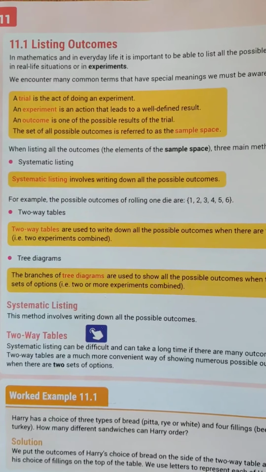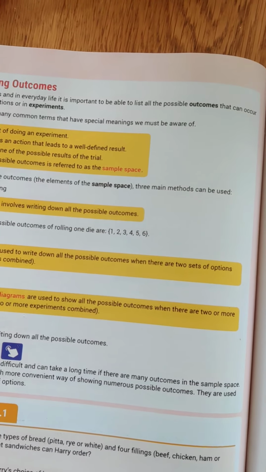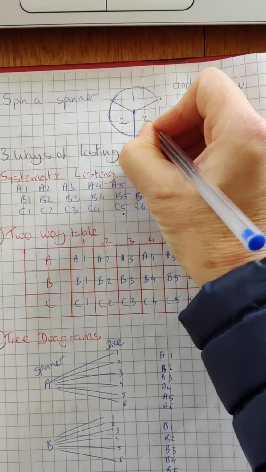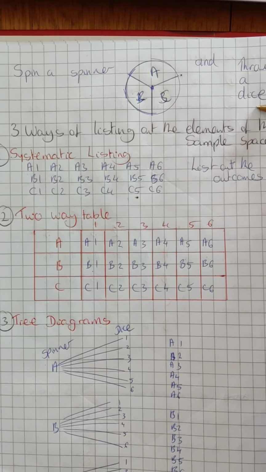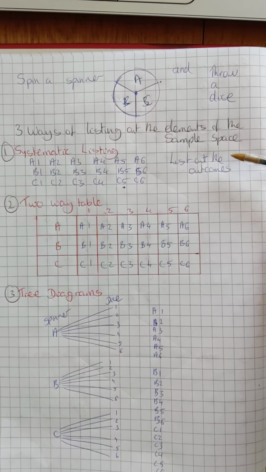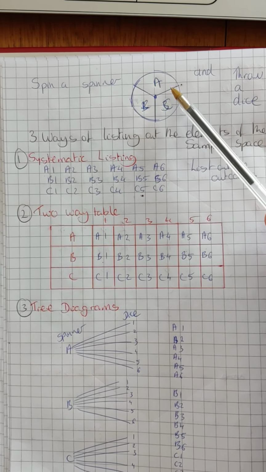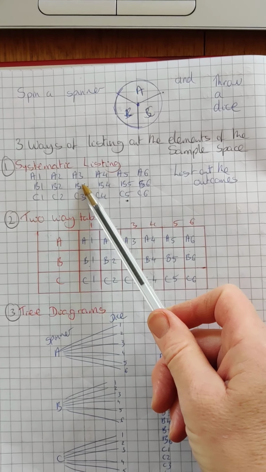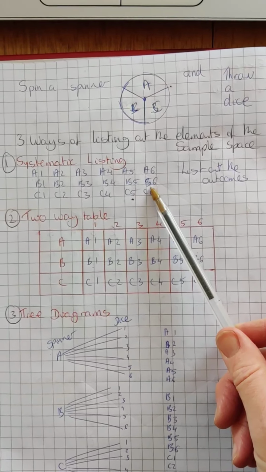There are a number of ways of listing out your outcomes. I have done out some here. So, for example, if you spin a spinner which has an A, a B and a C on it, and you throw a dice as well, there are 3 ways of listing out the elements of the sample space. If I spin the spinner, I could get an A on that and a 1 on the dice. An A on that, a 2 on the dice. So I have just listed out the outcomes there like one big long sentence.